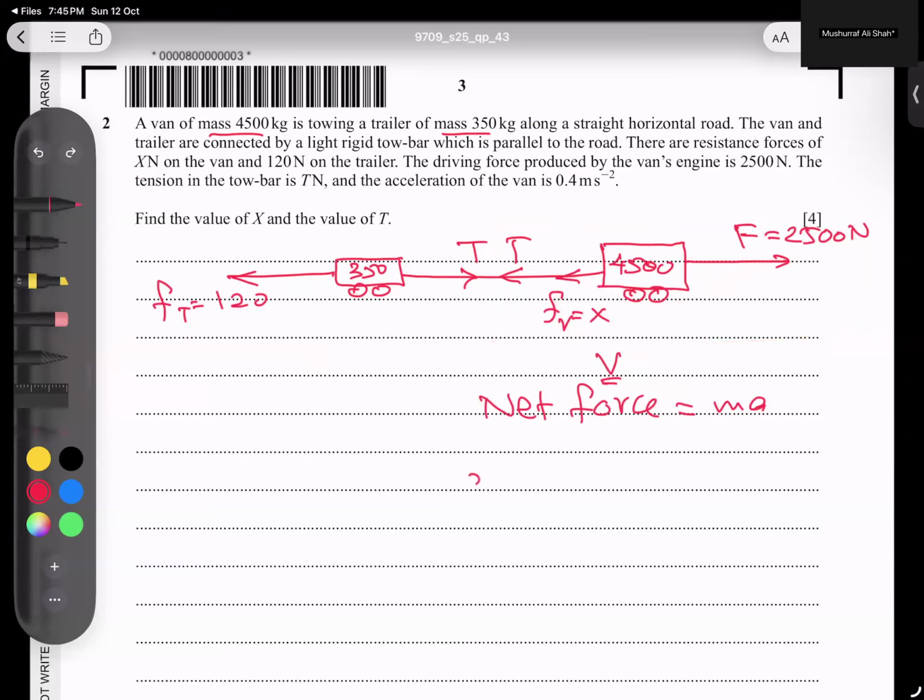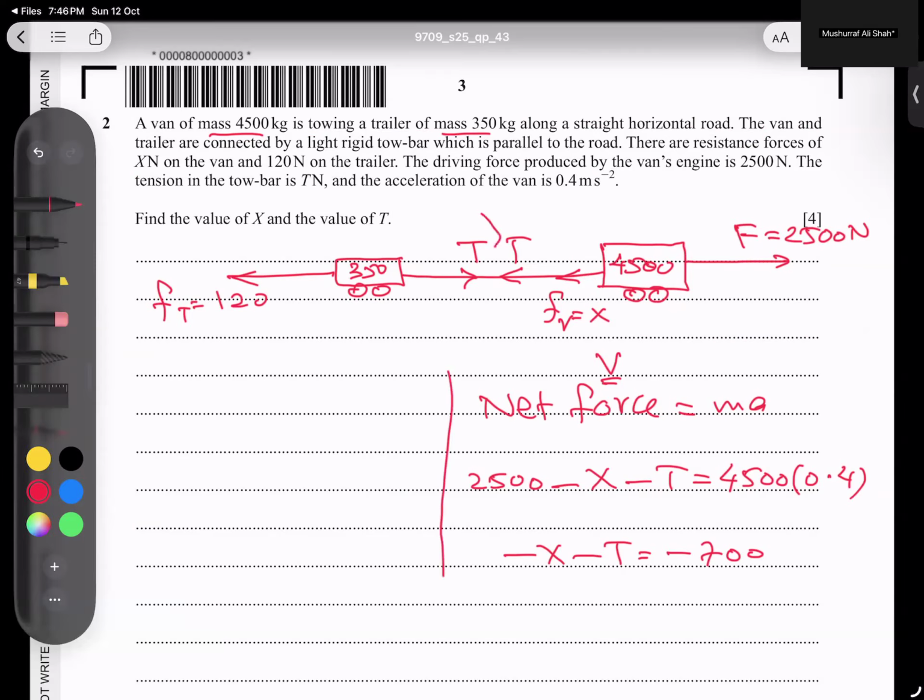So I'm writing 2,500 minus friction minus tension is equal to ma. What is the mass? 4,500. And what is the acceleration? You know, 0.4. So I'm getting the equation minus x minus t is equal to this. I'm solving 4,500 times 0.4, and this will go on the other side. So minus 2,400, and I'm getting negative 700. I'm leaving this equation here for a while.